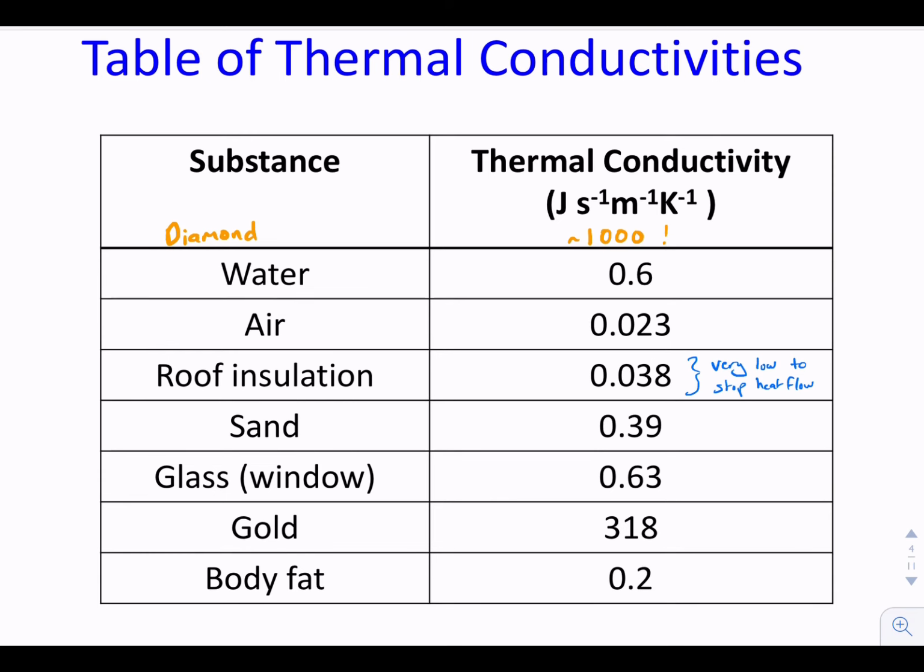Just a note about the units of thermal conductivity. You may notice we have joules per second at the beginning here, and you might remember that joules per second is the units of power, or watts. So sometimes the units of thermal conductivity are written as joules per second per metre per Kelvin, and sometimes they're written as watts per metre per Kelvin.